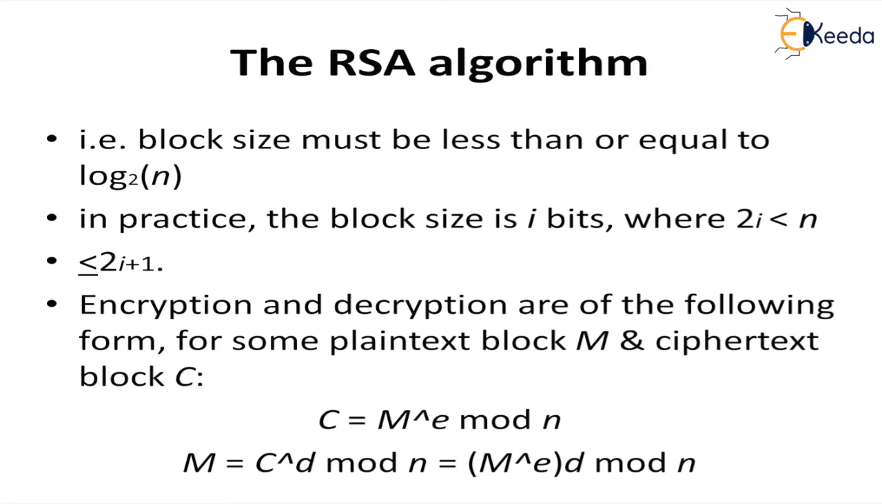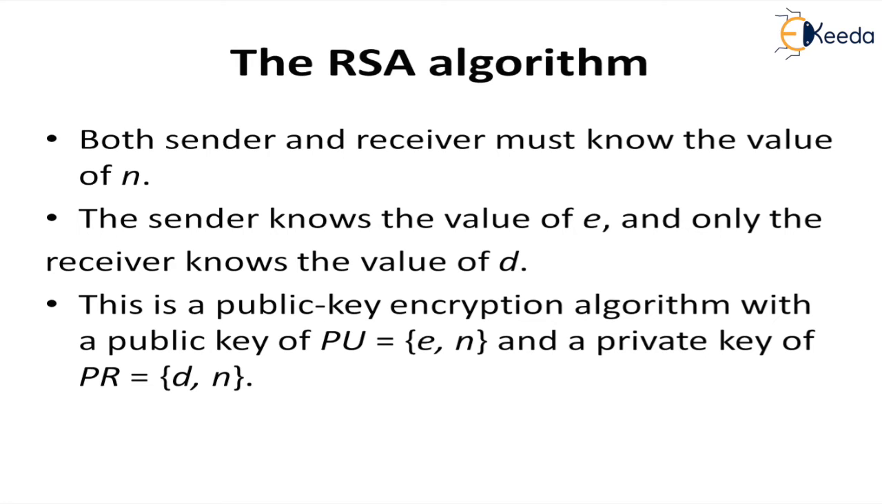Encryption and decryption are of the following form for some plain text block M and ciphertext block C. C is computed as M raised to E mod n, so the exponential comes into the picture. M is equal to C raised to D mod n, that is, M raised to ED mod n. Both sender and receiver must know the value of n. The sender knows the value of E and only the receiver knows the value of D.